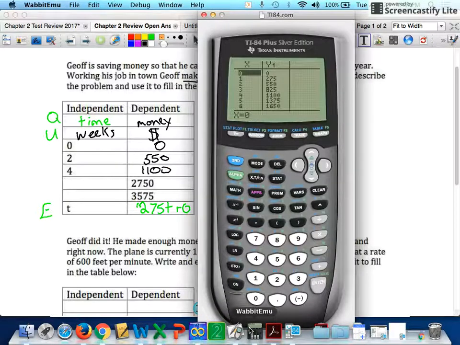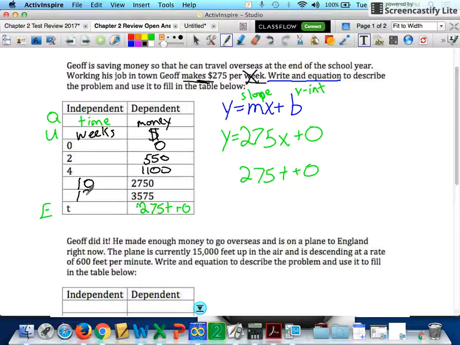And then for the other ones, we've got to scroll down. So we're going down, down, down, down, down. 2750 is with 10 right there. And 3575 is with 13. So 10 and 13. And we're done. What was important was getting this equation. Cannot go anywhere without that equation. That's why I listed it first.